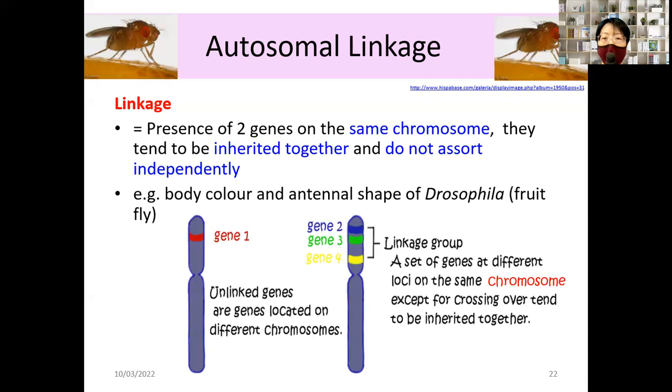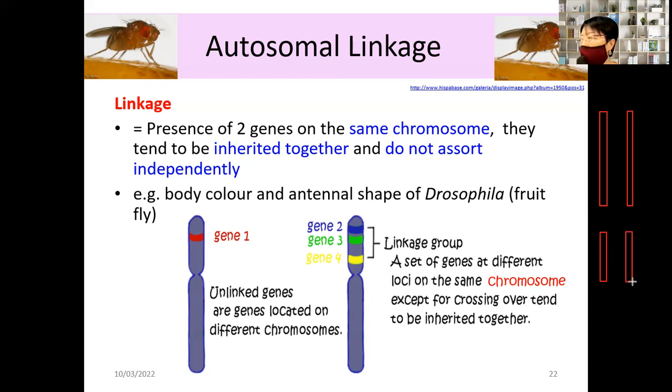So we're going to look at an example here. What do you mean by inherited together and inherited separately? Okay, I'll draw and show you so that you understand better. So I'm going to show you two genes that are not linked together. Okay, so let's say gene A and gene B.